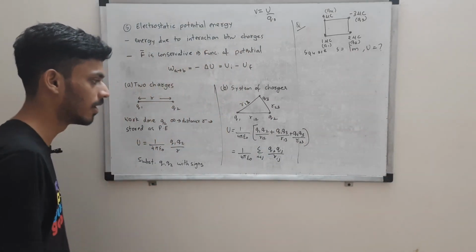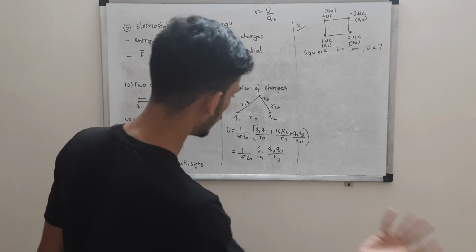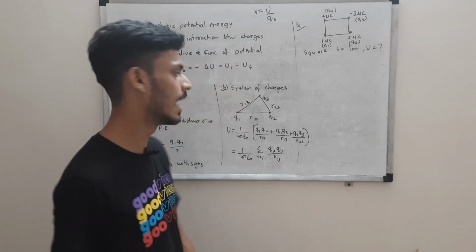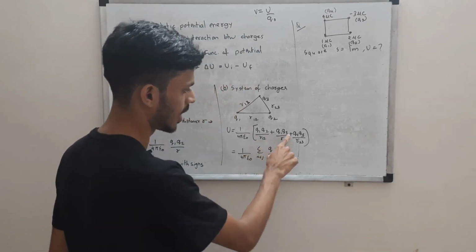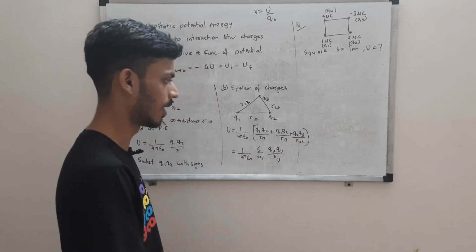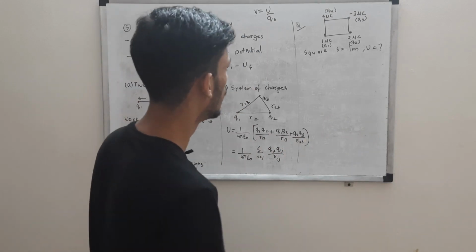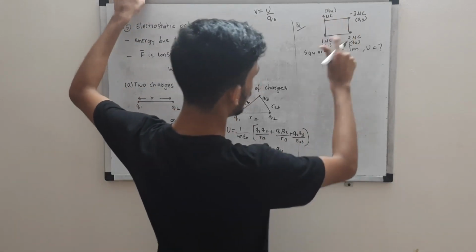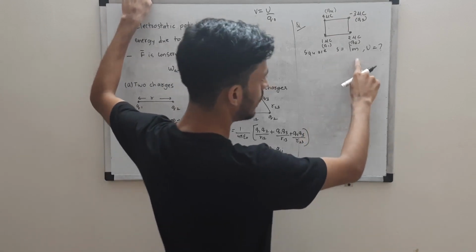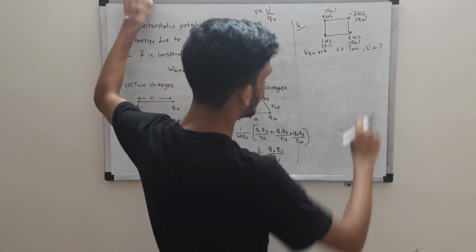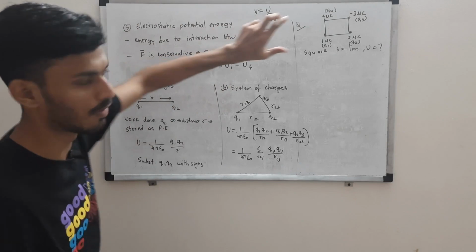You can also write it in summation form, qi qj upon rij, where i is always less than j. Okay, so let's come to this one. Here we have a square of side 1 meter. You are supposed to find the potential energy of this configuration.